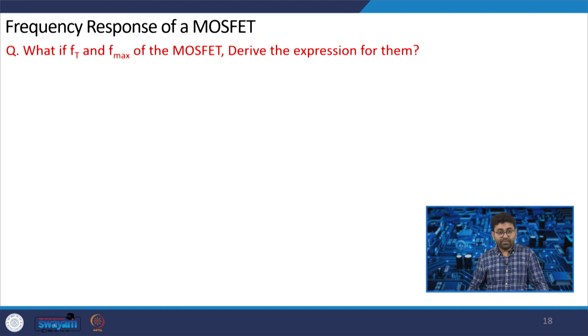So, the frequency response of the MOSFET. If we consider a single device, we want to find out the maximum frequency at which we can use the device. FT and fmax are very important parameters that tell us up to what extent we can use our device at RF frequencies. FT is the transition frequency, where the current gain is equal to 1. We will try to derive both FT and fmax.